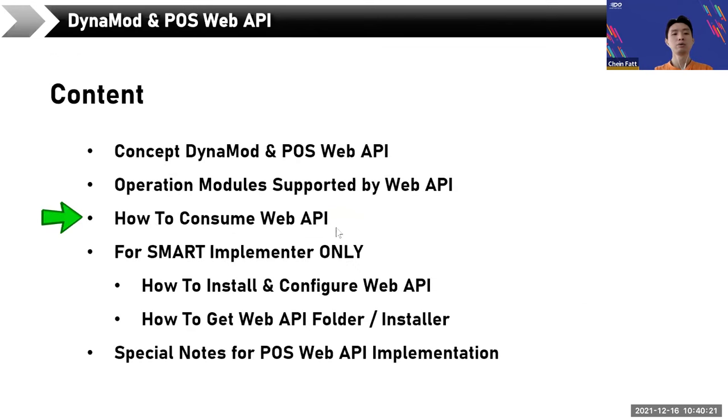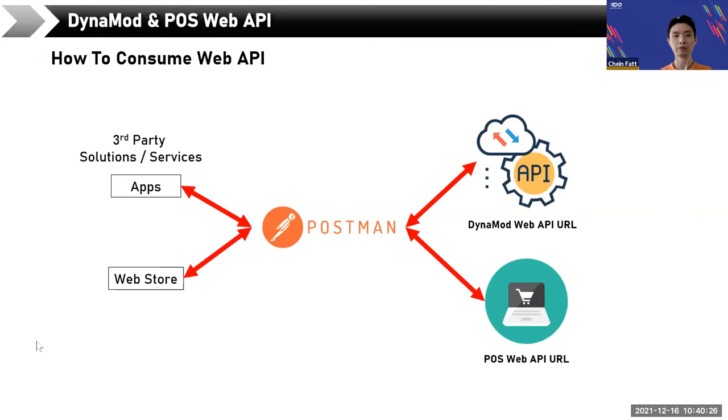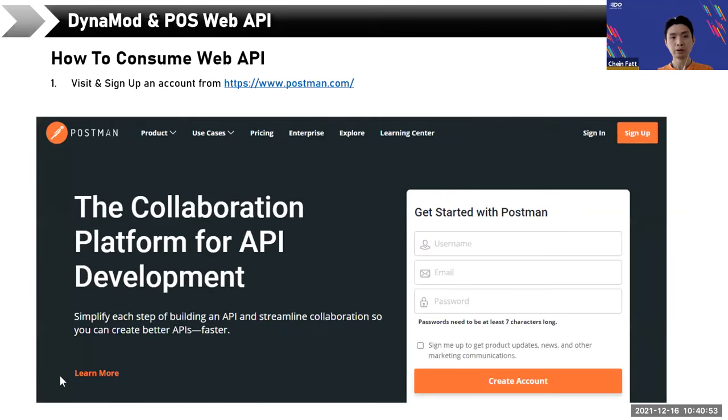Okay, so how do we usually consume the web API? Based on this diagram here, if you want to show the third party application or web store vendor, you can use Postman as the tool to consume it for them to test. Here, maybe you can register from this Postman. You can click the link later.